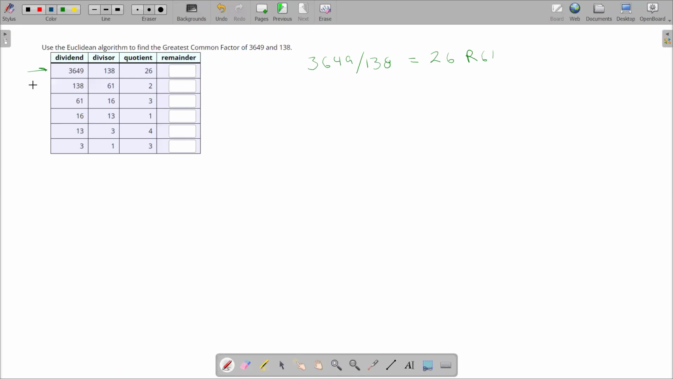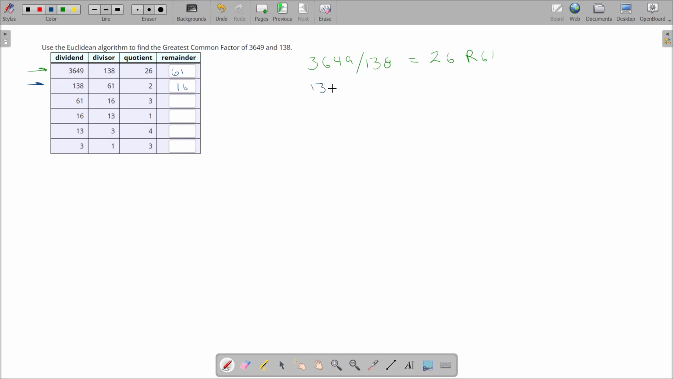So then we just keep going. We move the divisor up to the dividend, and we move the remainder up to the divisor. Now, if you remember that Euclid's method always moves the remainder up, then this table shows all of the remainders here, right? The next divisor is always the previous remainder. So this 61 must have been there, and this 16 must be there. Let's double check that.